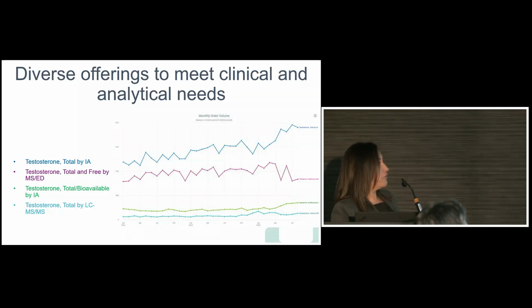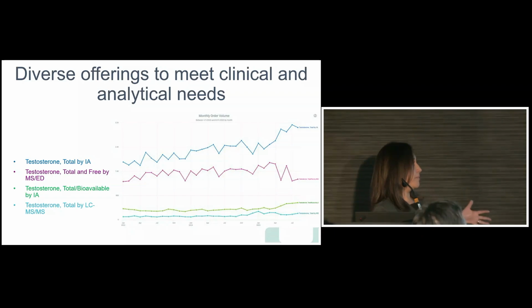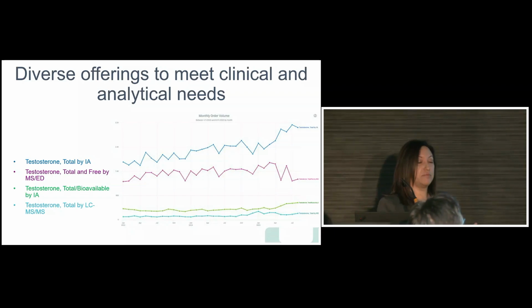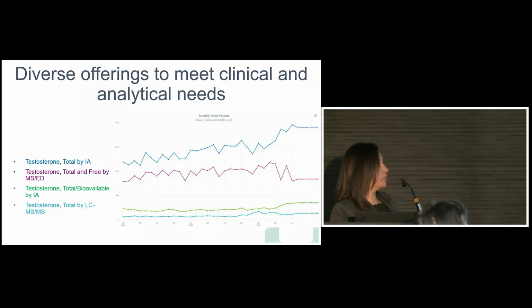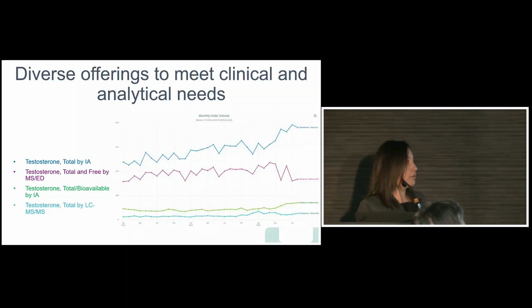So you can see that we offer total testosterone by immunoassay, and that is our most ordered test, followed by testosterone, total and free, by mass spec, equilibrium dialysis, and at different times we've used reference labs that offer ultrafiltration and so on. We also calculate free and bioavailable testosterone by immunoassay, which is represented here in green, and also offer total testosterone by mass spec on its own without free, which is represented here in this line.